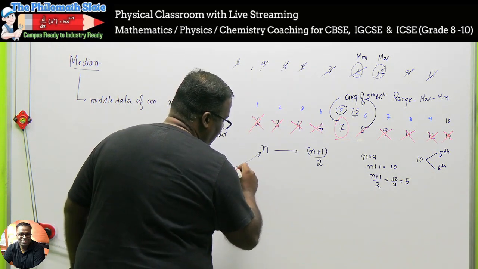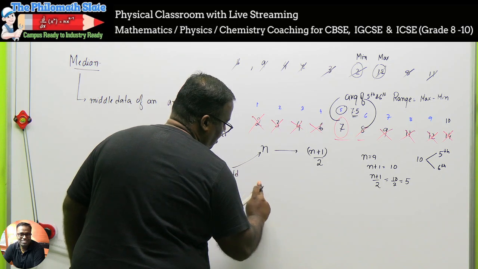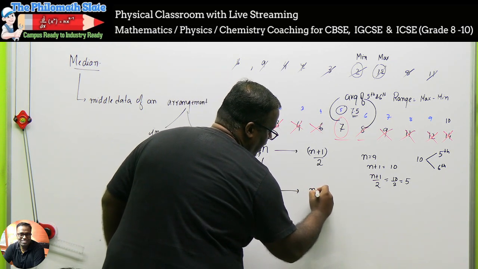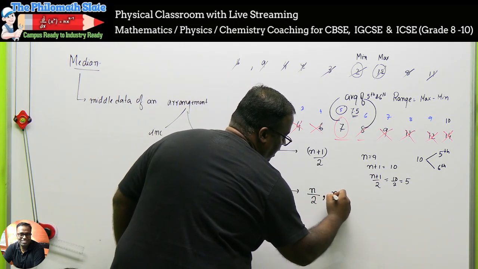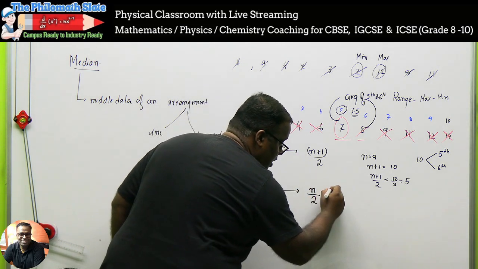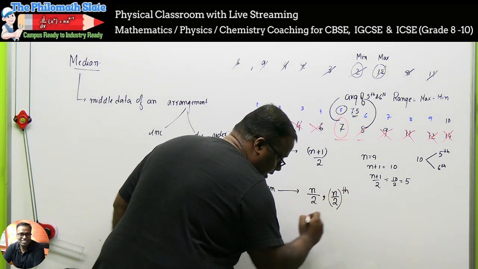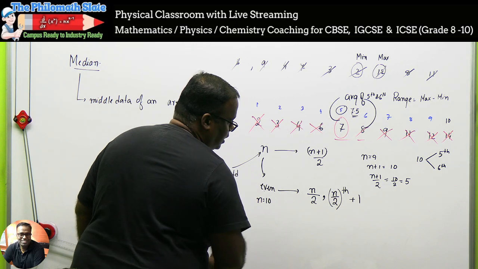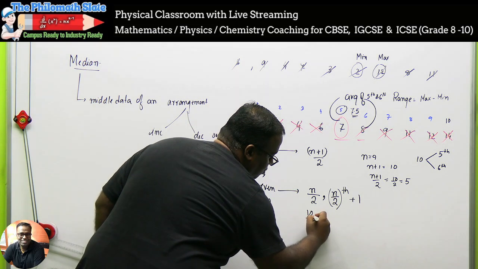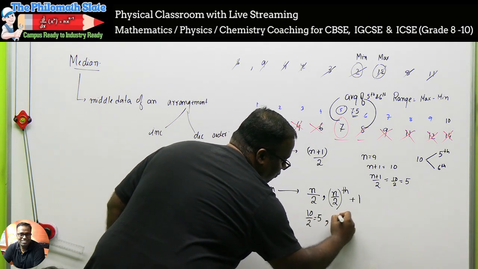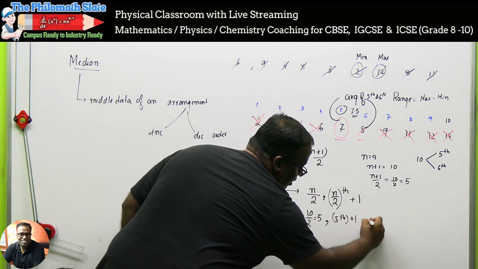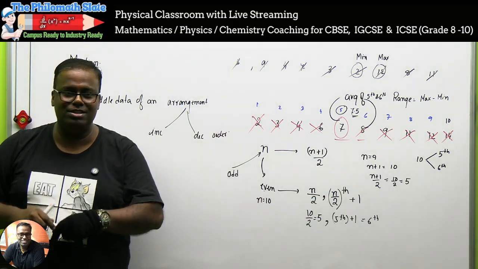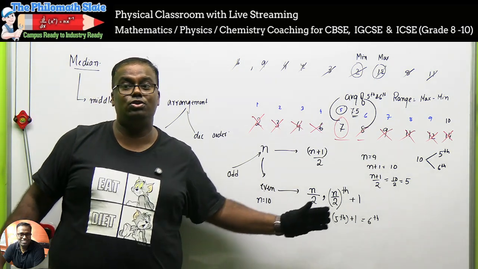So if my n is even, then I would first look for n by 2 as one of the midpoints, and the second midpoint is n by 2 plus 1. Please understand, don't do algebra out here. I had n equal to 10 number of datas. My midpoint is 10 by 2, which is equal to 5, and the 5th plus 1 position. So if you have 500 datas, the midpoints are the 250th and 251st.